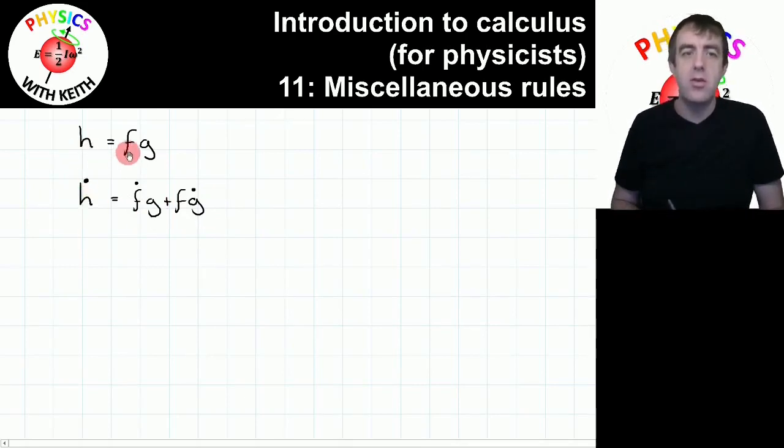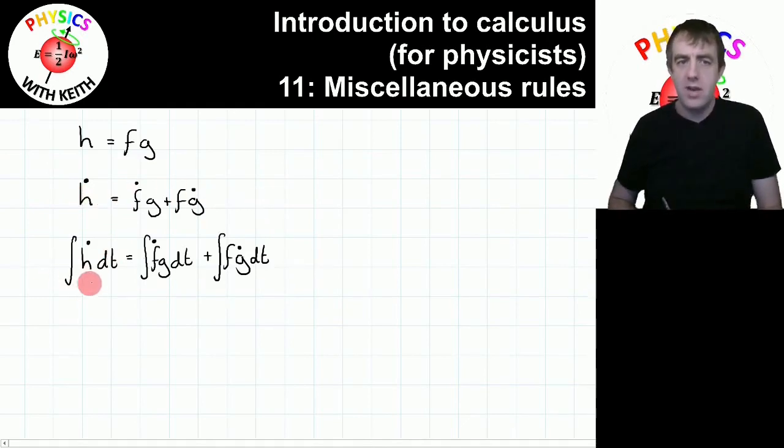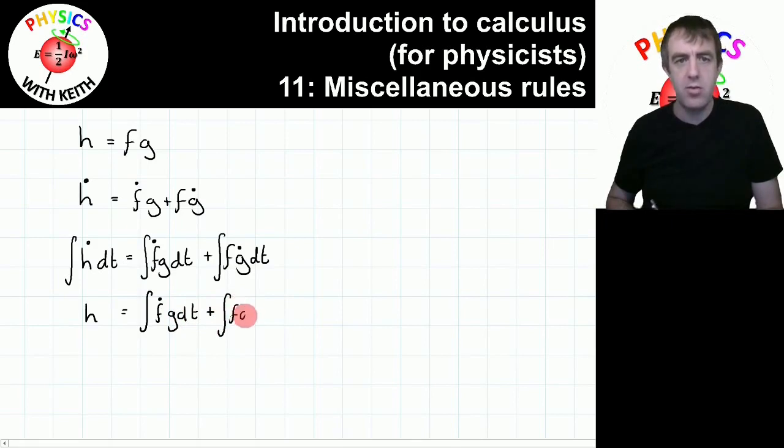So h is a function which is the function f multiplied by the function g. They're both functions of time. And the first derivative of h is found using this product rule. Now you can see I can simply multiply through by dt and then integrate, and I get this here. Well, this left-hand side part here is the derivative and then the integration. Well, they're reverse processes, so I can just call this h. So this just becomes h equals the integral of the derivative of f multiplied by g with respect to t, plus the integral of f multiplied by the derivative of g dt.